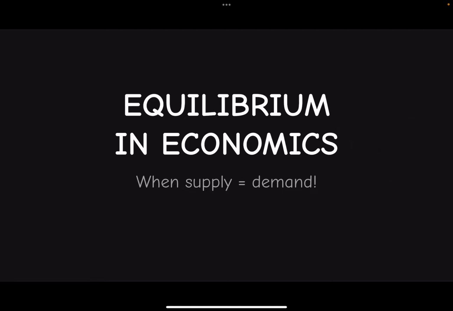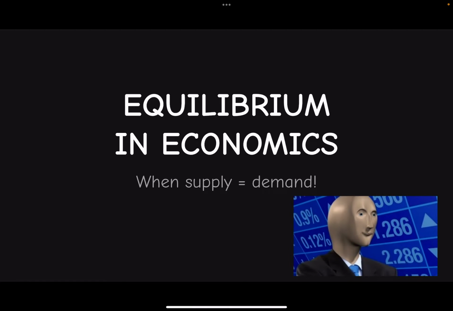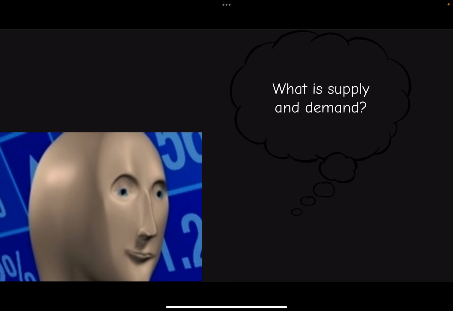Guys, today we're going to be talking about equilibrium in economics, when supply equals demand. Before we jump into what equilibrium is though, let's take a closer look at what even is supply and demand.